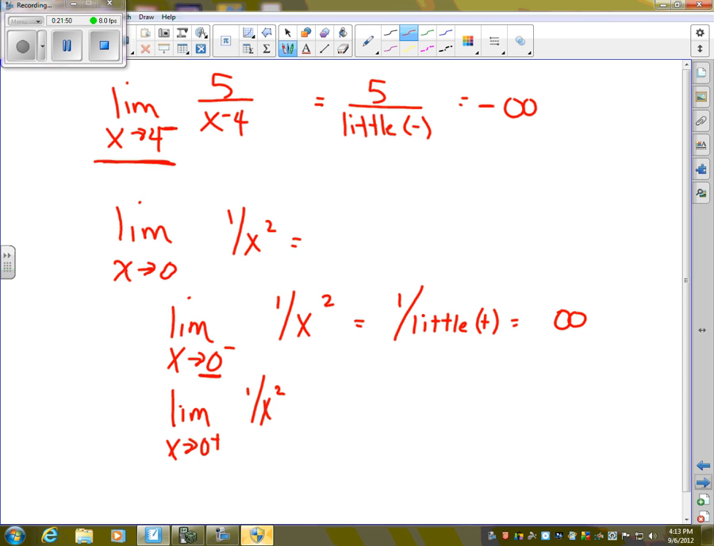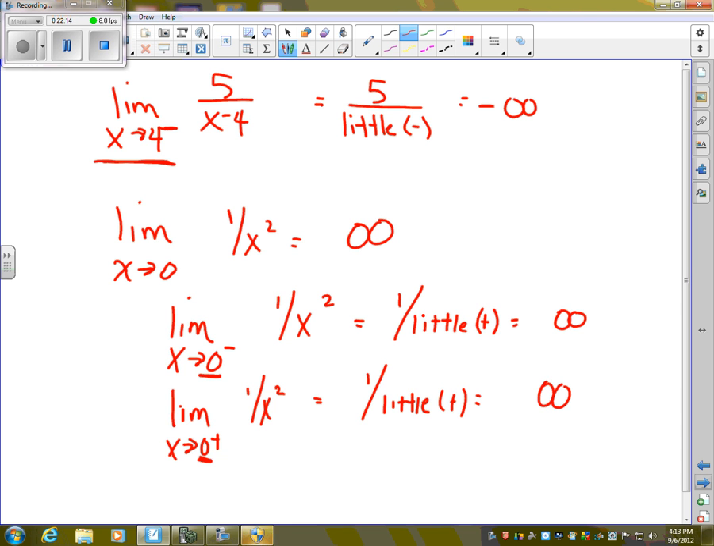If I put in numbers a little bit bigger than 0, so little positive numbers, well, a little positive number squared is still a little bit of positive. And 1 over little is big. And a positive divided by a positive would be positive. So this is a case where you've got an asymptote, but the limit actually does exist.